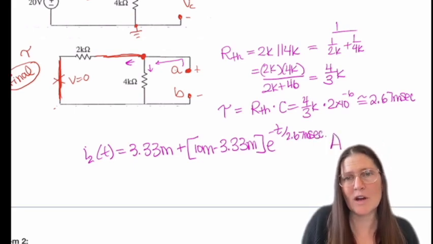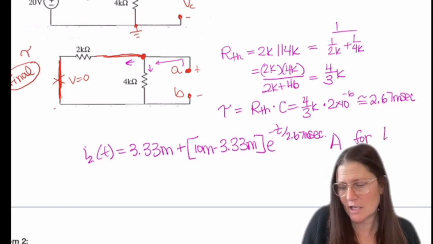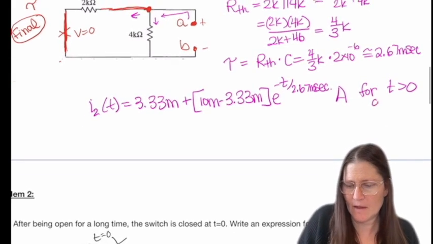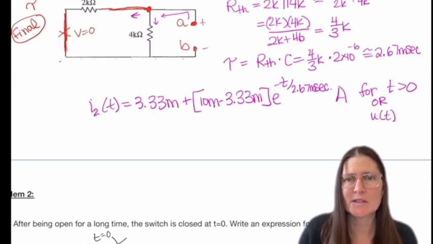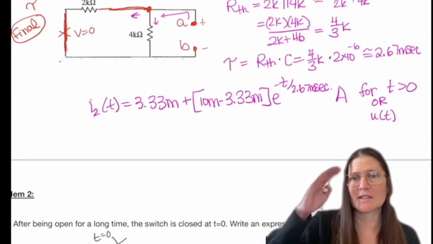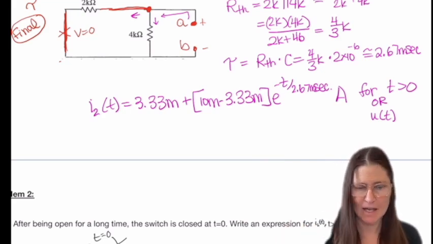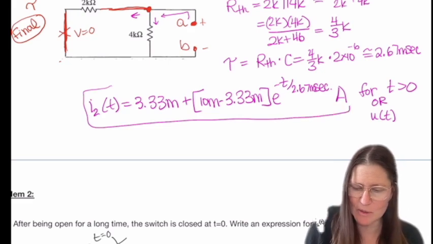And this you can write as for t greater than 0, or you can write u of t, which is the step function, which means that it's just going to be valid after 0. So either way, you can just say for t greater than 0 or u of t. And this would be our answer for this problem 1.